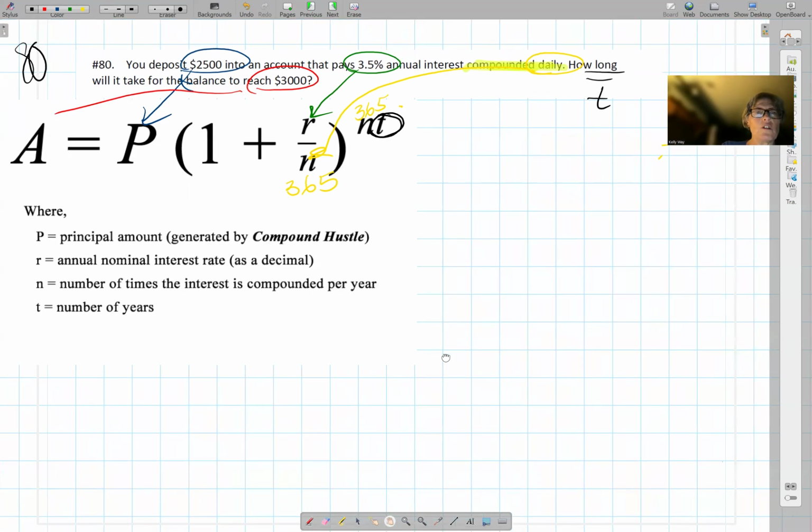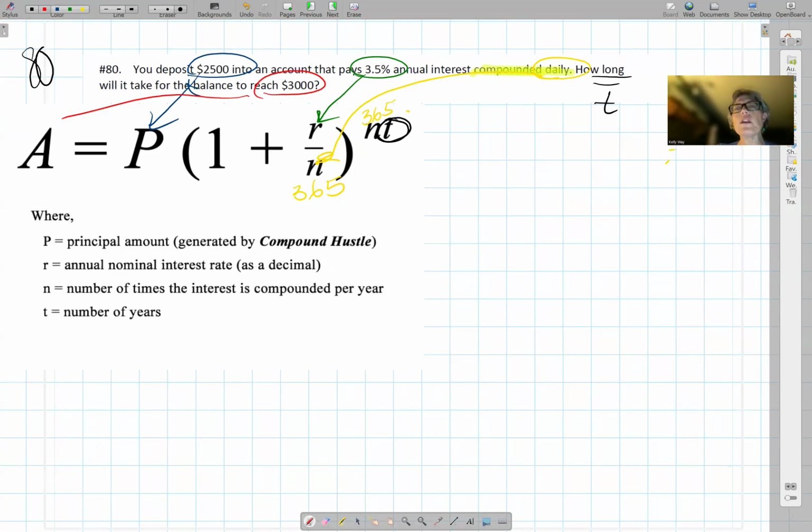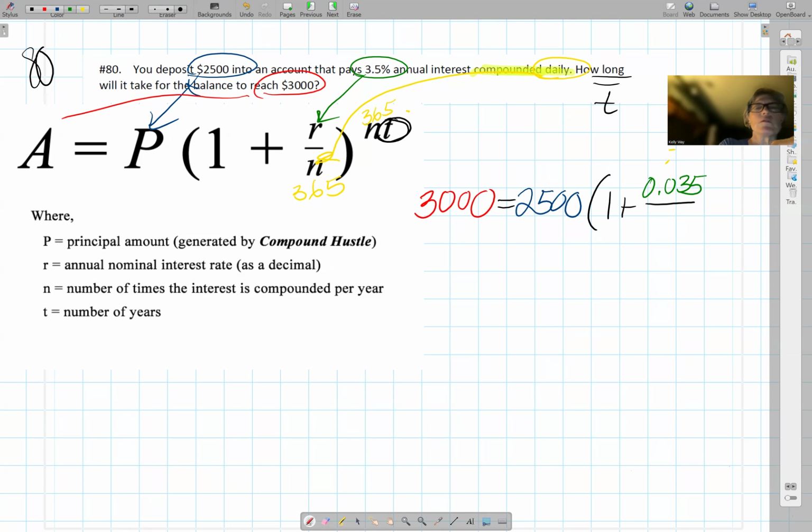T. So bringing the equation over here, we have 3,000 equals 2,500 times 1 plus your rate, which is 0.035 over 365, which is the number of times it happens in a year, and times 365 times your unknown T. And of course, T is what we're going for here.